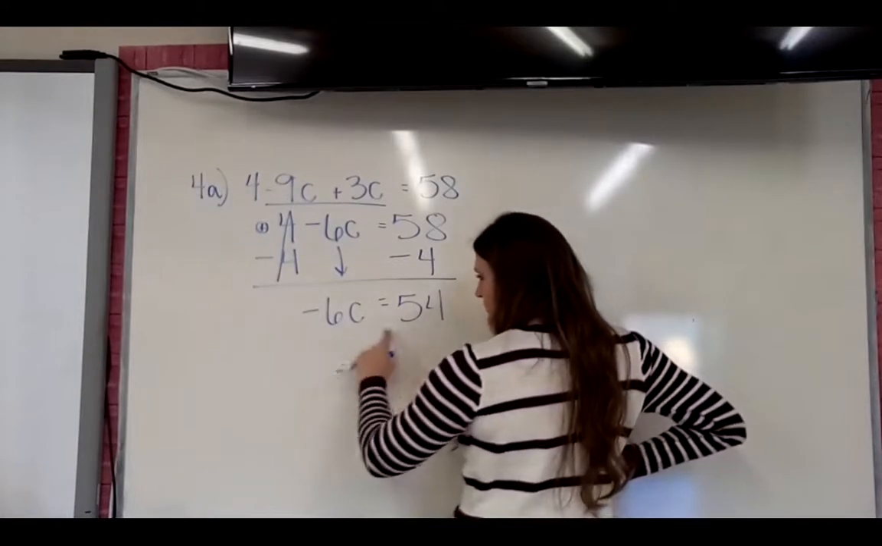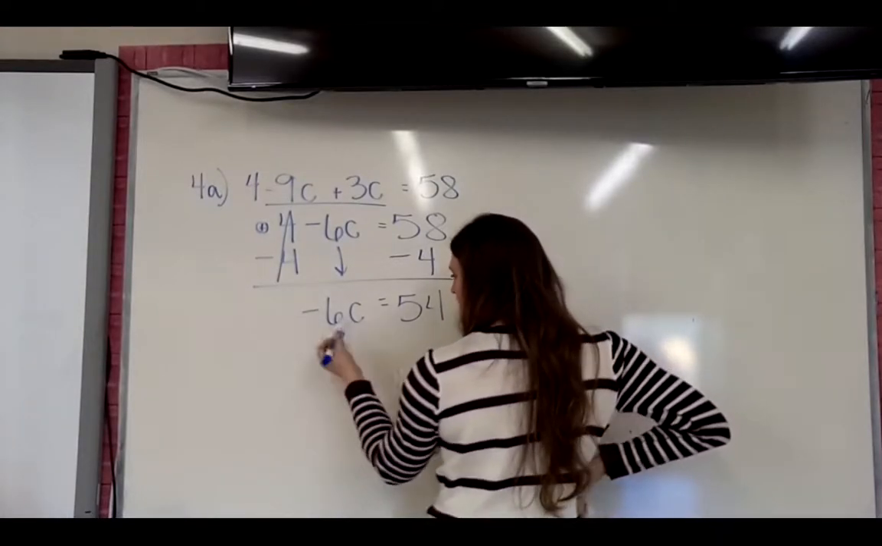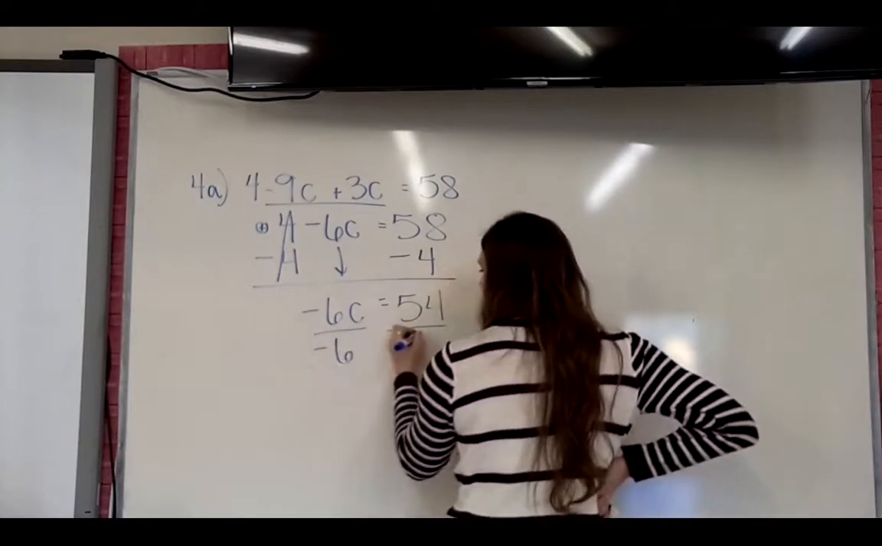Okay, so now, to solve for c, these are being multiplied, so we divide both sides by negative 6.